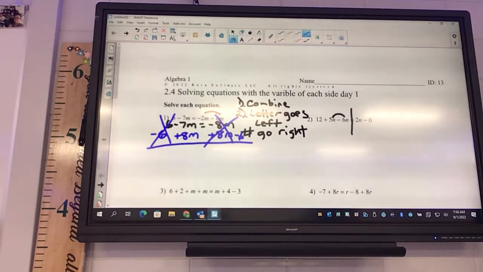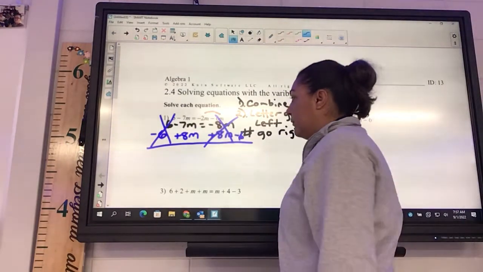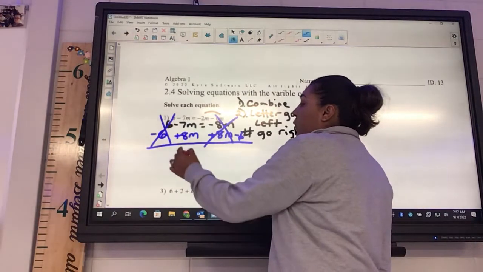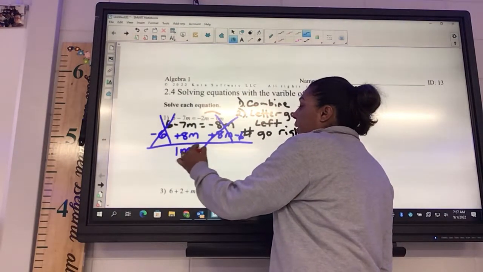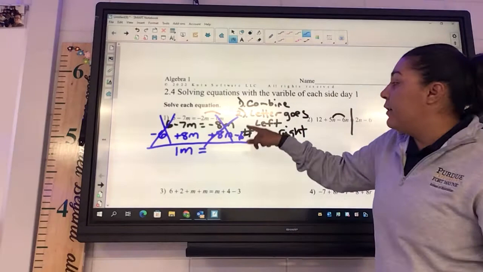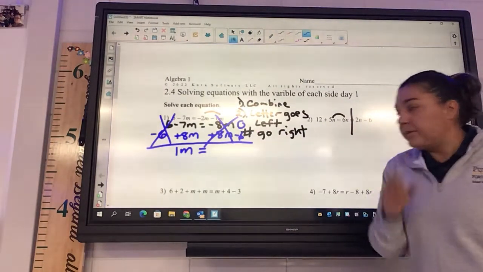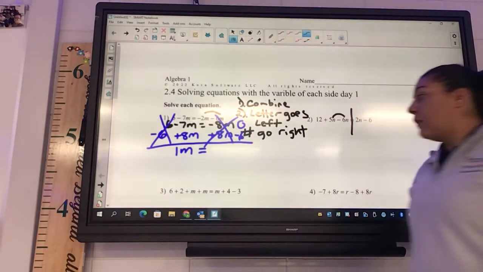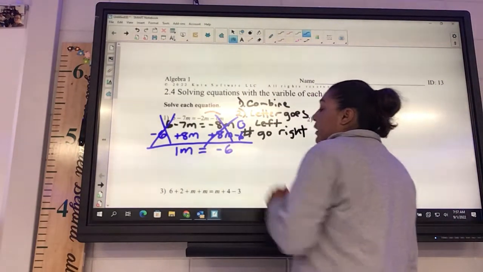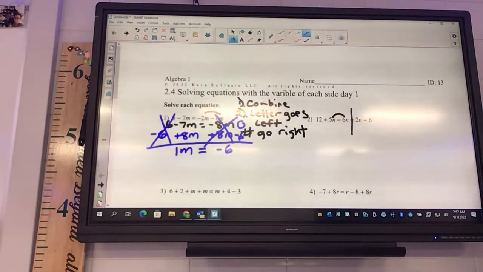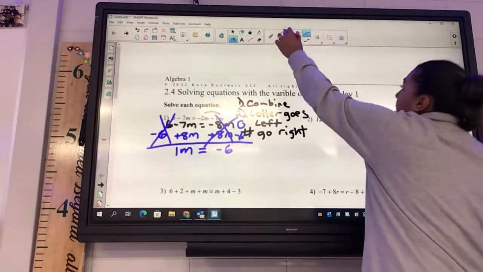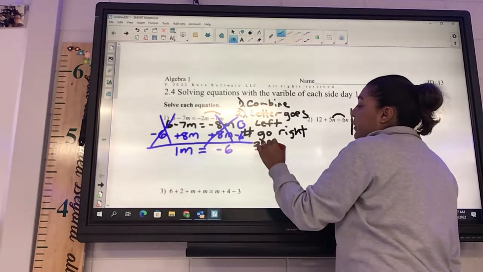Okay, and now you can just add up and down. What is -7 plus 8? 1. Okay, 1m. And then over here, you really have a 0. Okay, up here, -6. Going to be -6. Your last step is always going to be to divide. Okay, so your last step and or step 3, okay, is going to be to divide.